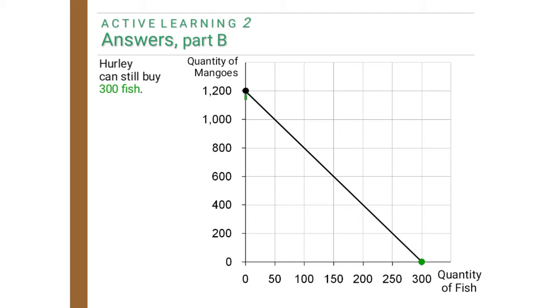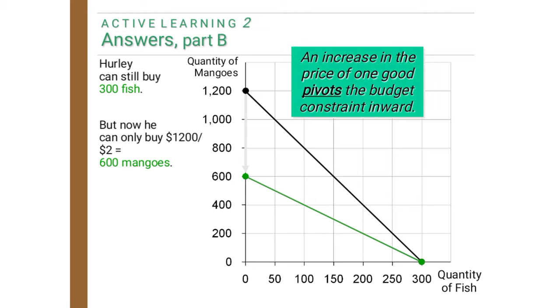And then the second part is when the price of mangoes now increases to $2. What do you see over here? The whole budget line doesn't move, but there's a pivot at one point. Where does the pivot come in? Where the price does not change. So the price of fish remains constant, and the price of mangoes has risen. So Halim can buy only 600 mangoes after the price of mangoes increased. And you know, when there's an increase in price, there's a decrease in quantity. So his quantity decreases from 1,200 to 600 mangoes.